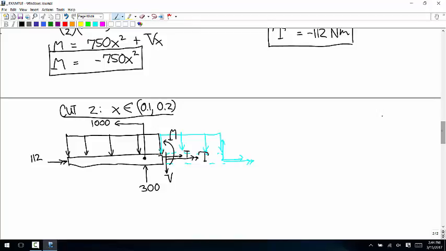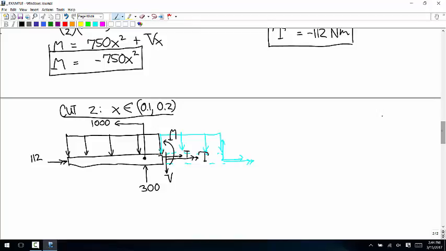Everything to the left still affects what's in that cut. That's why you include it? Well, you include it really just because if you didn't include everything there, you'd have to deal with internal loads on the other half too. You know what I mean?